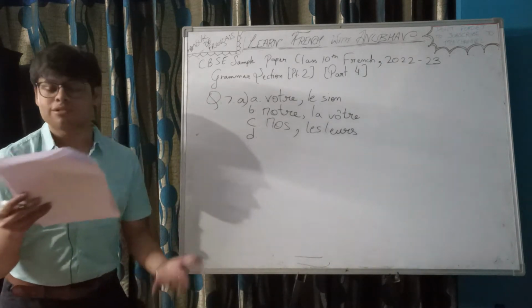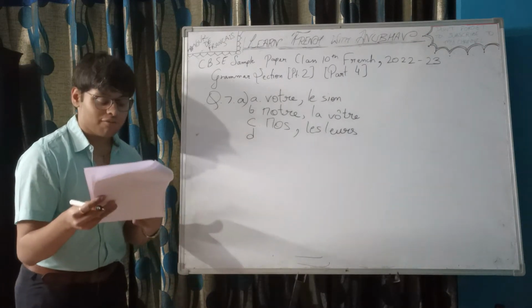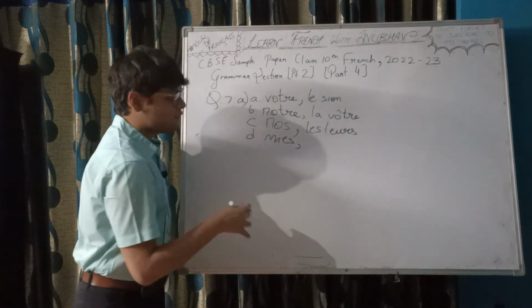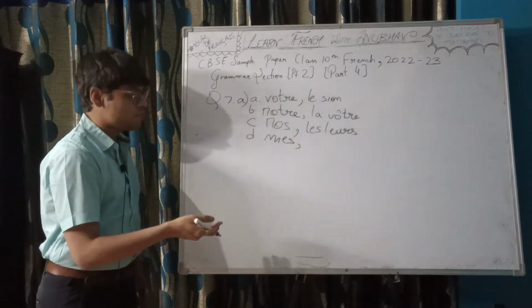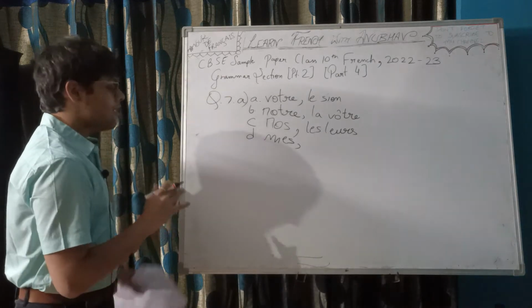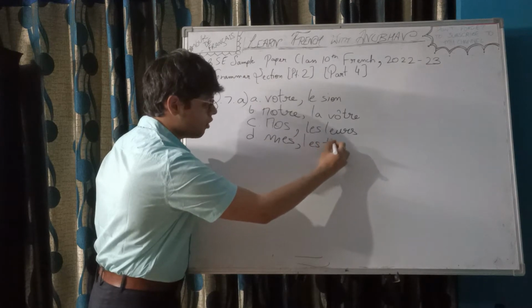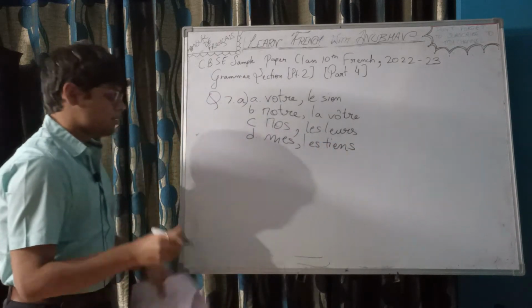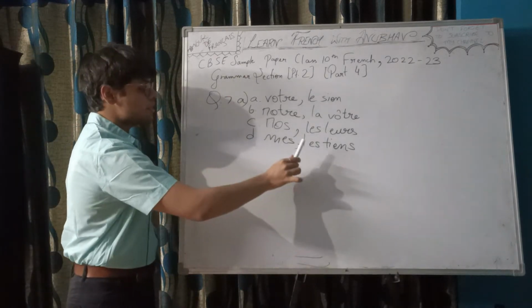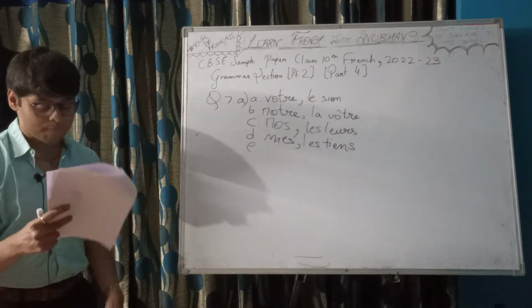Very easy. I use my pencils and you use yours. So first blank will be MES, the possessive adjective MES, when the possessor is first person singular and the noun for which we are using is plural. And then in the next blank, les tiens. Possessor is tu, and the noun with which we are replacing is masculine plural, hence we used les tiens, right?